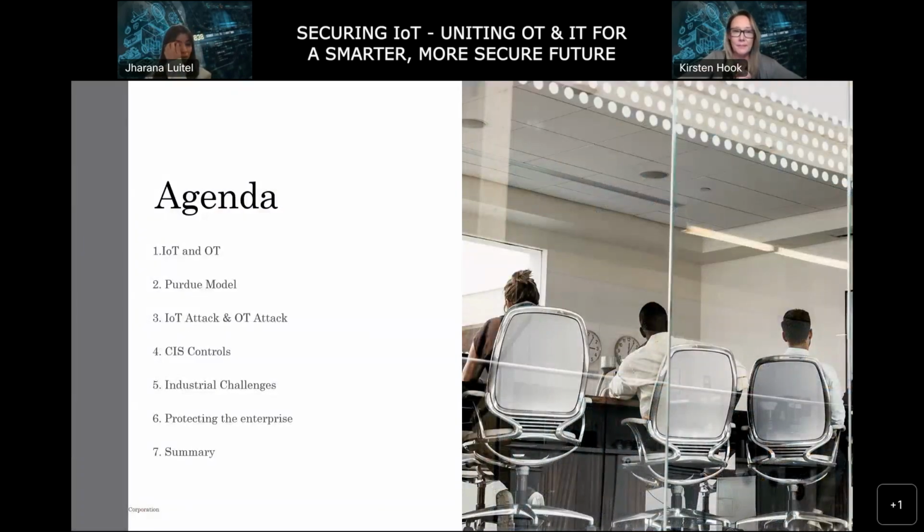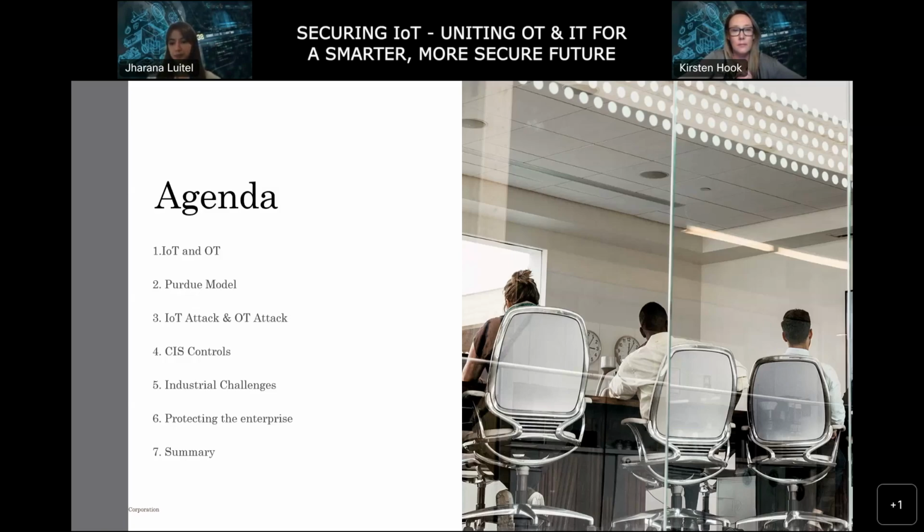So I'm going to go over the agenda quickly. Today we'll talk a bit about OT and IoT, and then move on to what a Purdue model is, and then we'll look into some IoT attacks and OT attacks, and then move on to controls and look into some industrial challenges that the CISO and the customers are facing currently, and how we can protect the enterprise. And at the end, we're just going to have a quick summary about all the things that we went through.